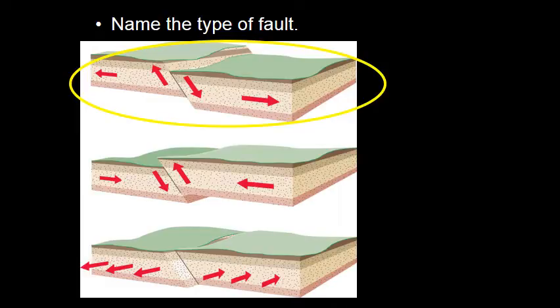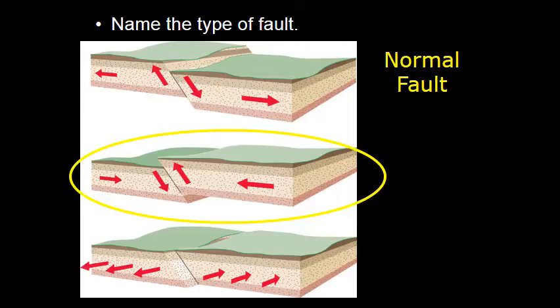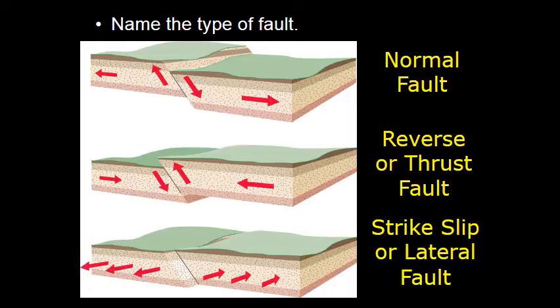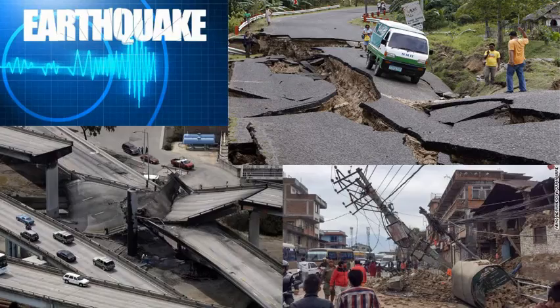So let's see if you can name these. What's that one? Normal fault. What's that one? A reverse or thrust fault. And what's that one? That is a strike-slip, or also called a lateral fault, but we'll probably try to stick with the strike-slip name.